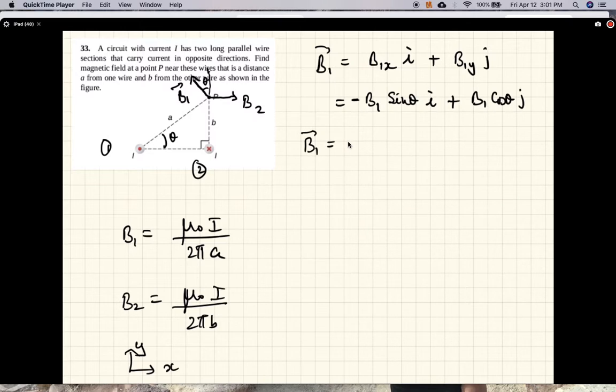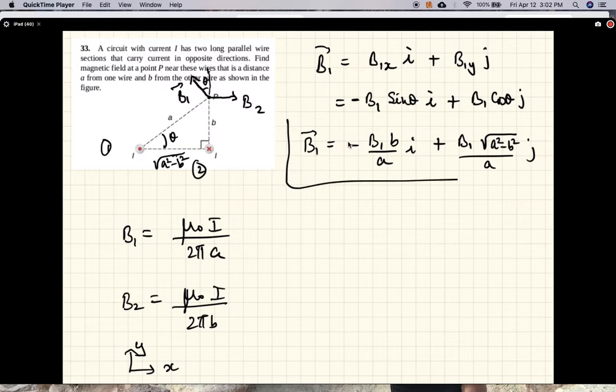Sine theta you can see from the diagram is B over A, so the i component is minus B1 B over A. And cosine theta: this side is the square root of A square minus B square, so the j component is B1 times square root of A square minus B square over A. So there's B1 in terms of its components. Similarly, B2 is a lot easier, it just has an x component.